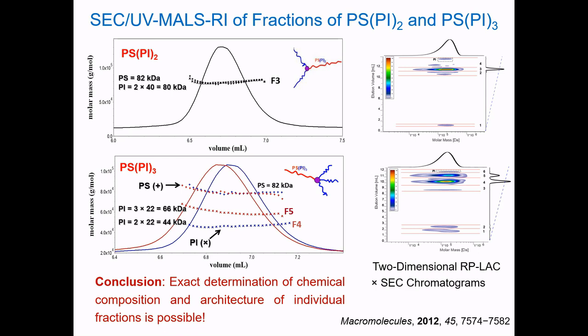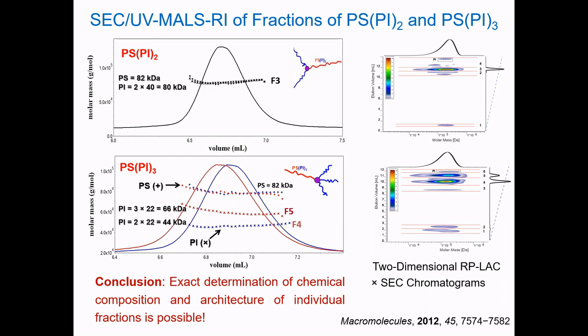In this way, we found out that the most intensive fraction of the 3-arm star is a desired product consisting of one long polystyrene and two shorter polyisoprene arms. For the two most intensive fractions of the four-arm star, the multi-detection system reveals the same molecular weight of the polystyrene component, while the molecular weight of the polyisoprene component was higher for the later eluting fraction.